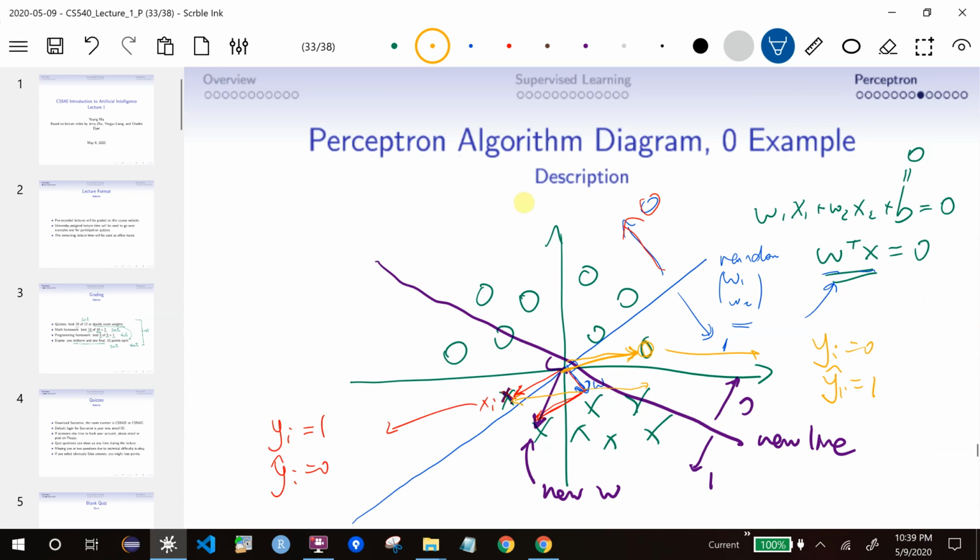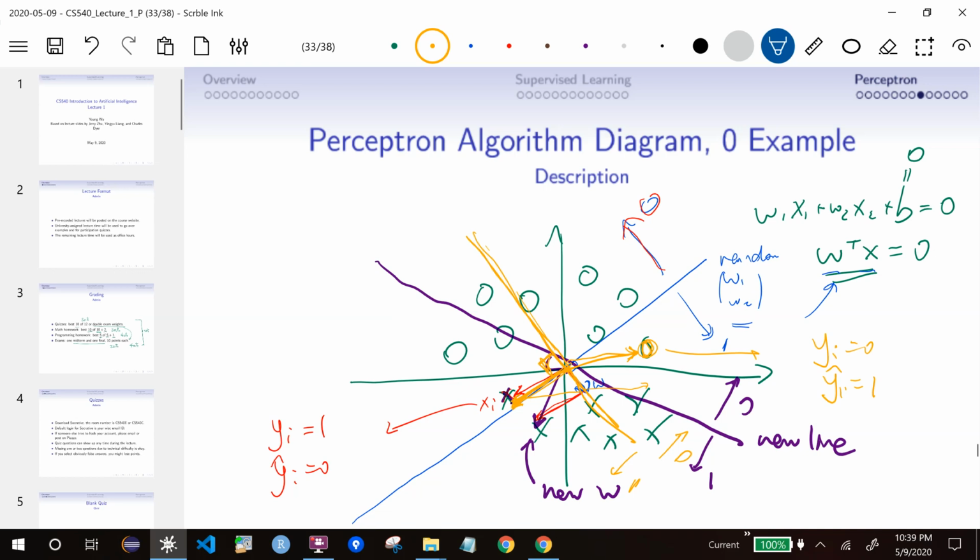So if we go the other direction, then our new w again is going to be some vector like this, and the line that's perpendicular would be something like that. So that would mean this side is 1, that side will be 0. So again, this point is classified correctly, but again, it destroys other points. But at least the point that we are focusing on gets classified correctly.